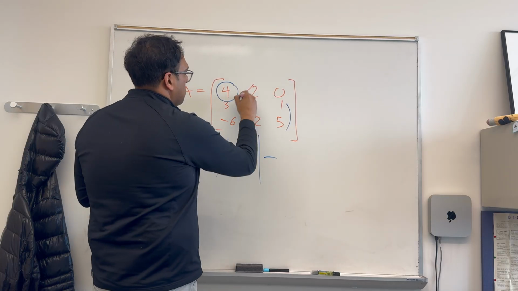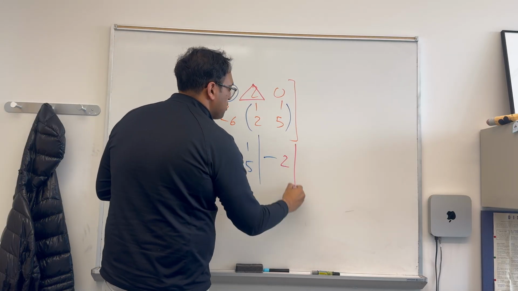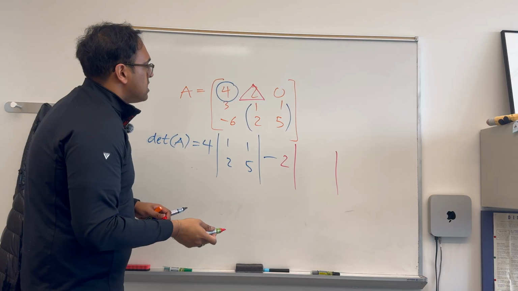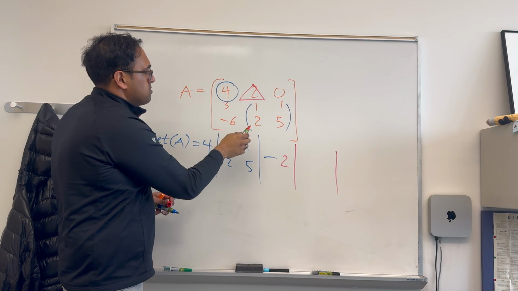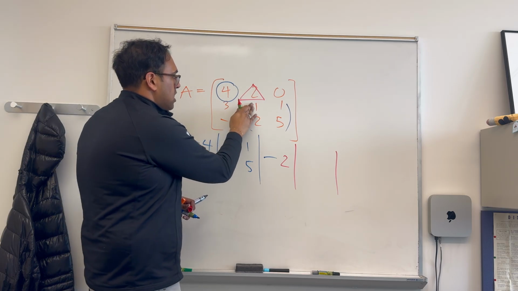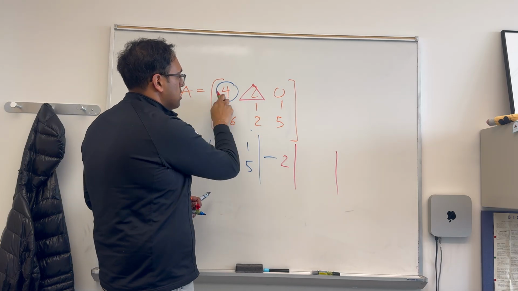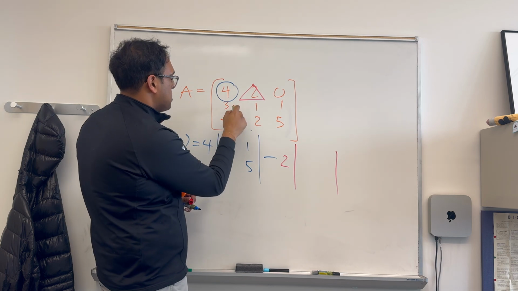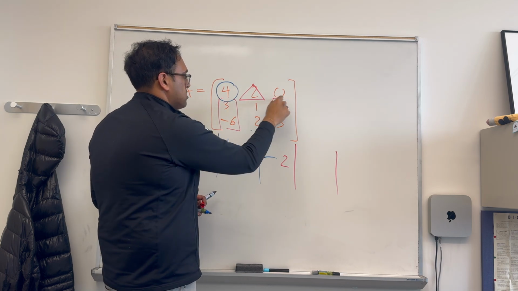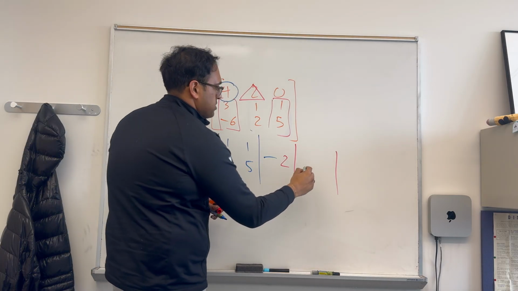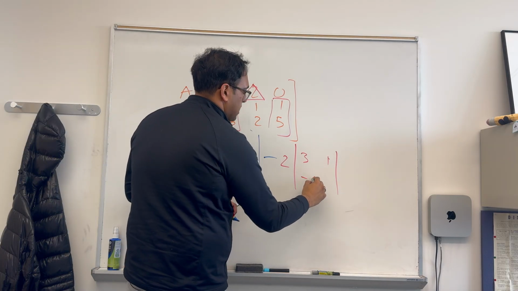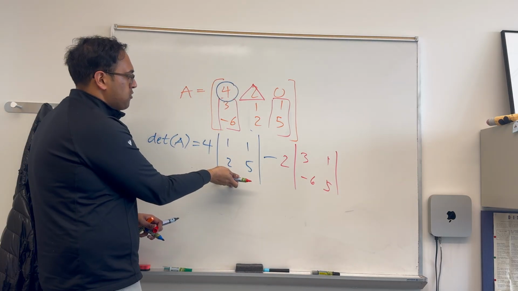Minus, now we're going to go up here. We're going to do minus this element, so minus 2 times the determinant of everything you get when you remove this row and this column. So that's going to be the determinant of everything without the first row and without the second column. So it's going to be the determinant of this 2 by 2 matrix you get when you take those two sort of subvectors in here. So 3, 1, negative 6, and 5.